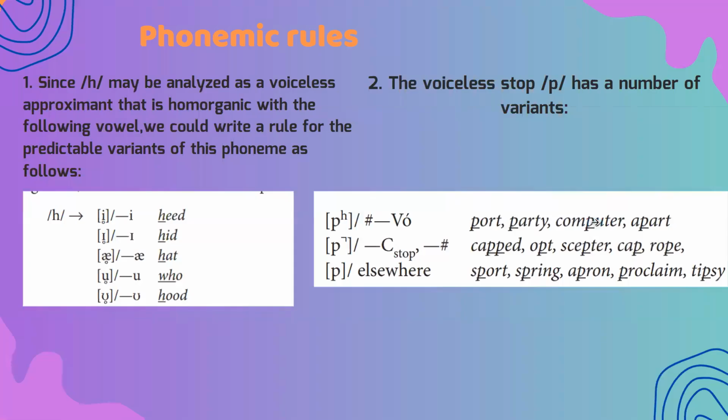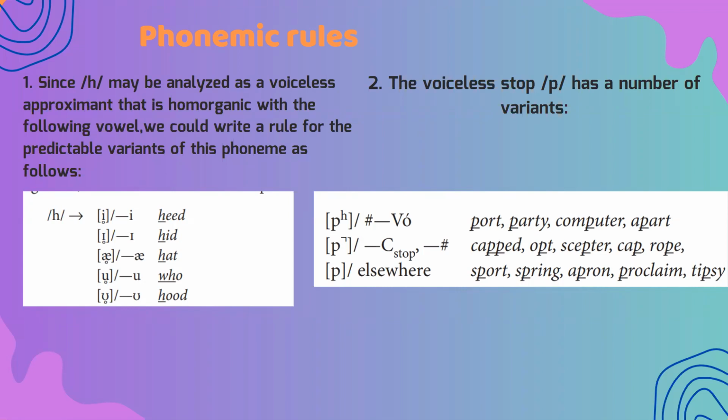And the other subheading, phonemic rules. Phonemic rules stipulate the different environments in which the allophones of a given phoneme are found. There are some examples of phonemic rules in English. First, since H may be analyzed as a voiceless approximant that is homorganic with the following vowel, we could write a rule for the predictable variants of this phoneme as follows. H is heat, heat, hat, who, hood. You can see the example in this picture.